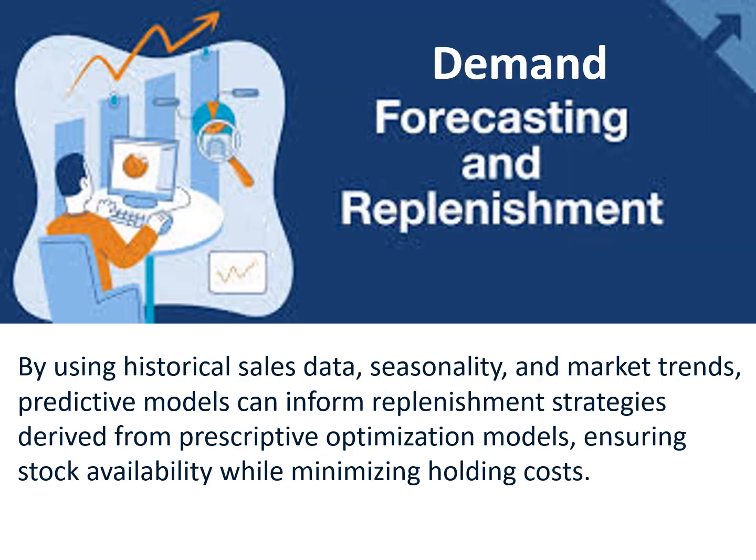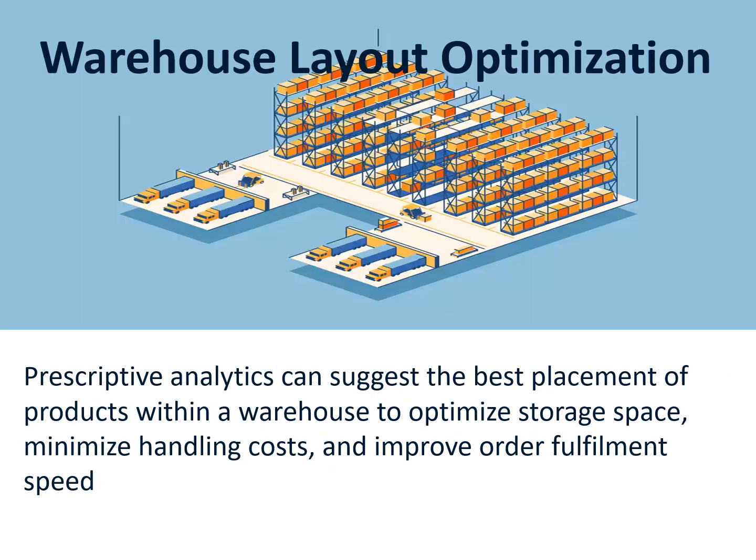Demand forecasting and replenishment. By using historical sales data, seasonality, and market trends, predictive models can inform replenishment strategies derived from prescriptive optimization models, ensuring stock availability while minimizing holding costs. Next area of prescriptive analytics is warehouse layout optimization. So, prescriptive analytics can suggest the best placement of products within a warehouse to optimize storage space, minimizing handling cost, and improving order fulfillment speed.